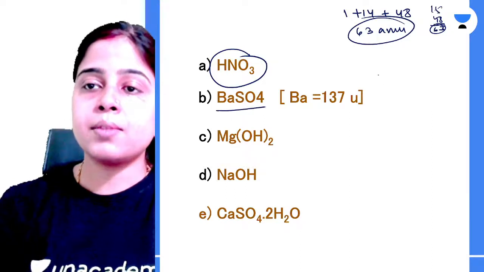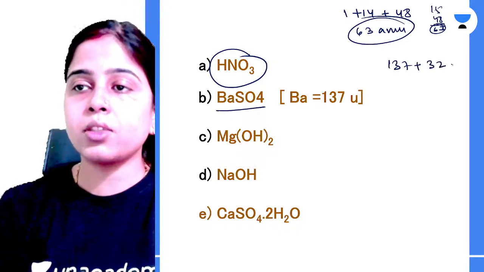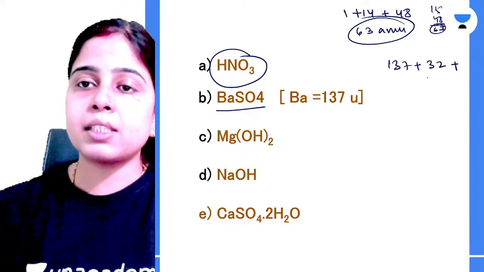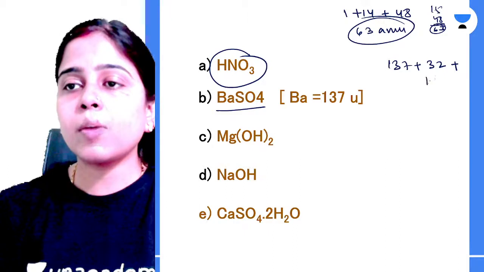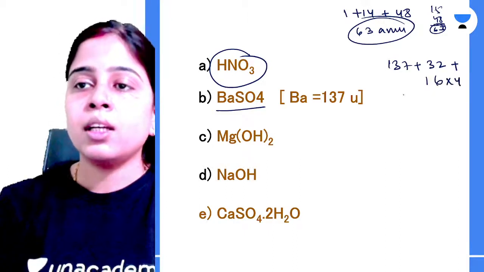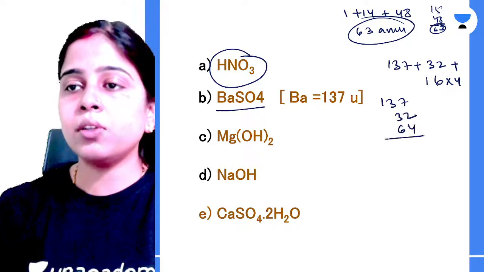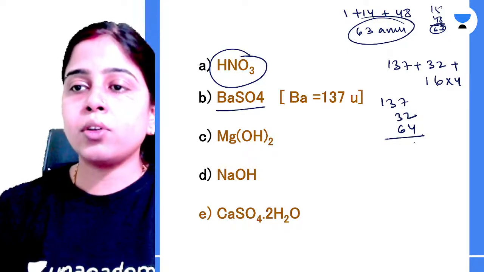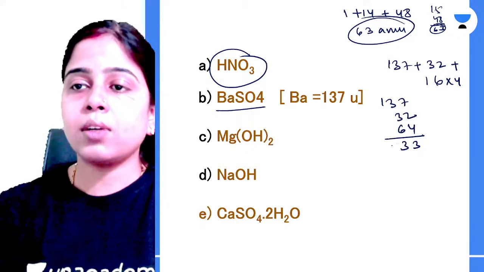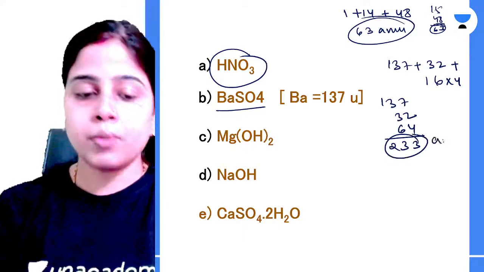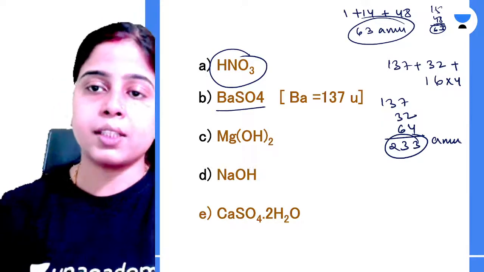Then we have barium sulfate. Barium's atomic mass is 137, sulfur's atomic mass is 32 and oxygen's atomic mass is 16, but here we have 4 atoms of oxygen. So the total atomic mass will include 16 into 4, which is 64. Let's add it: 137 plus 32 plus 64. You get 233 AMU, which is the correct molecular mass of barium sulfate.